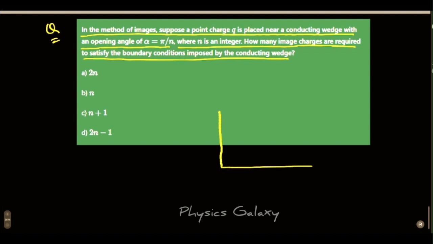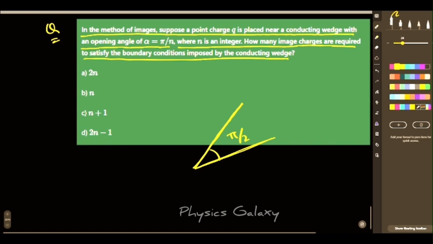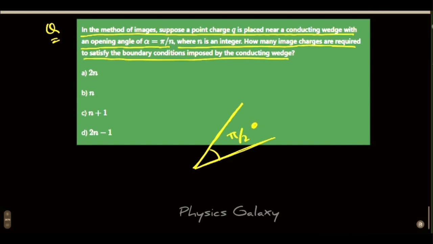In general, they're saying that it's a wedge with an opening angle alpha. So this is a conducting plane, and this is also a conducting plane, and the opening angle is pi by n. If I put a real charge here, where should I put my image charge? Now let's do some generalization.